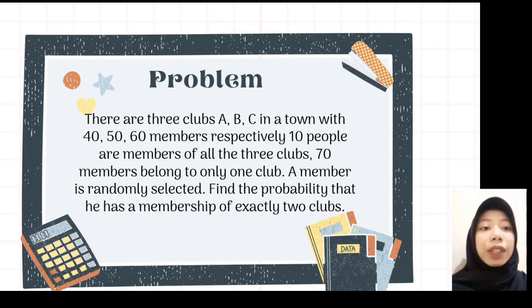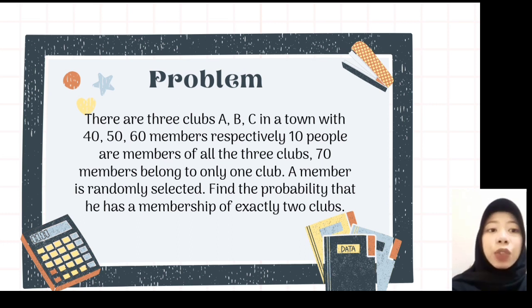Okay, now we will discuss an example of the problem. The problem is there are three clubs A, B, C in a town with 14, 15, 16 members respectively. 10 people are members of all the three clubs. 17 members belong to only one club. A member is randomly selected. Find the probability that he has a membership of exactly two clubs.